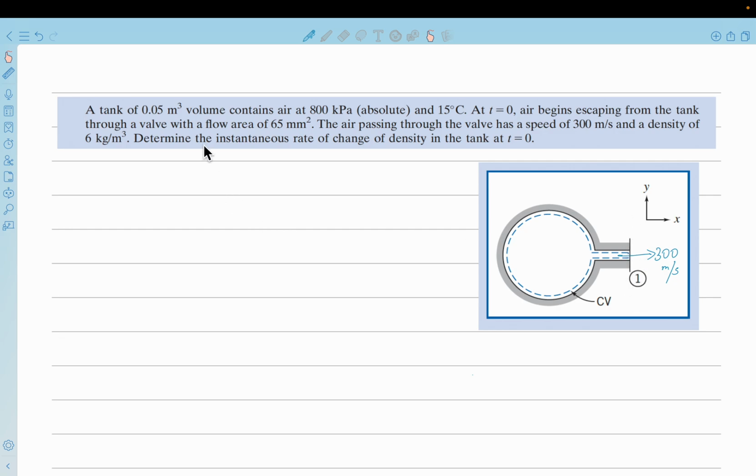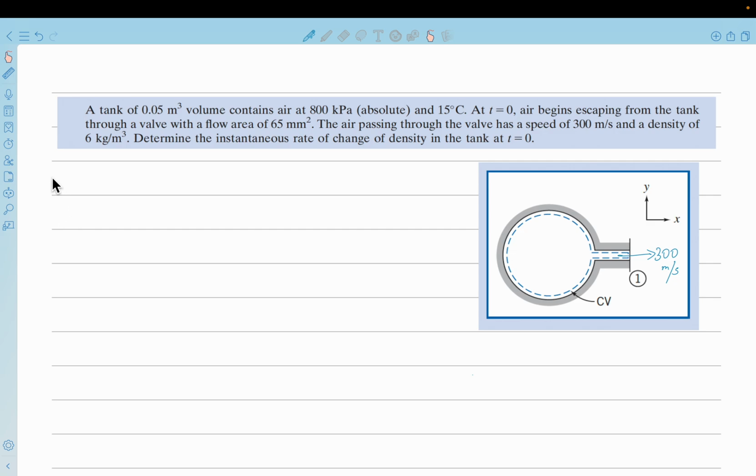And you have to find the instantaneous rate of change of density. So this is now not the same kind of problem that we were dealing with until now. Okay, so the density is changing with time. So let's start by writing the entire equation without making any assumptions.